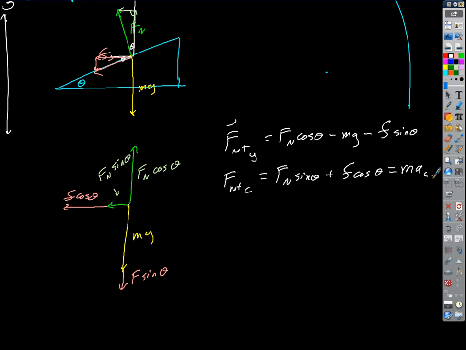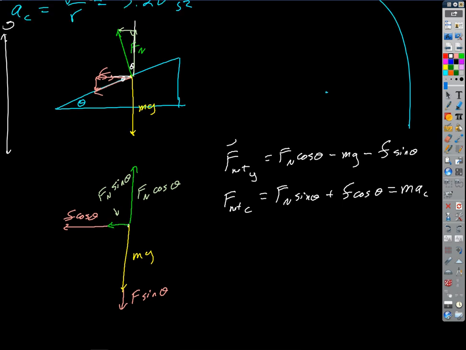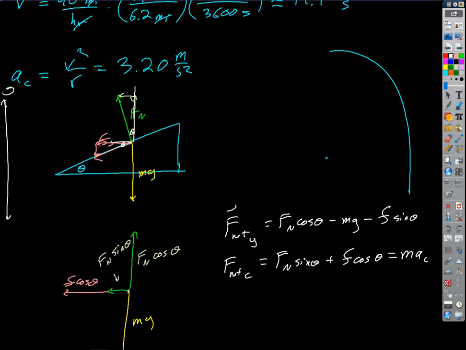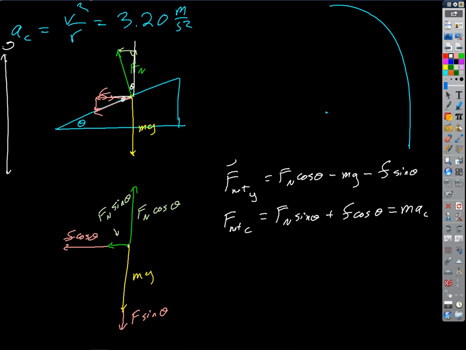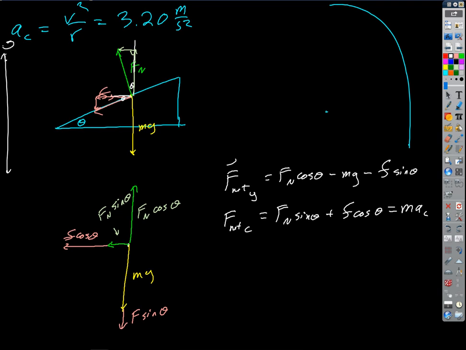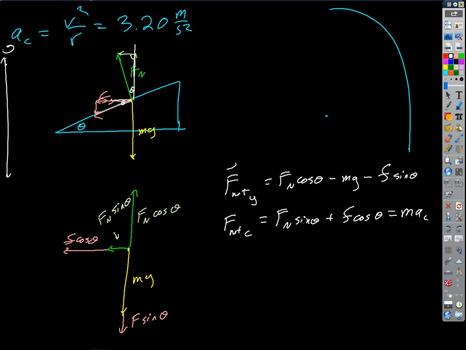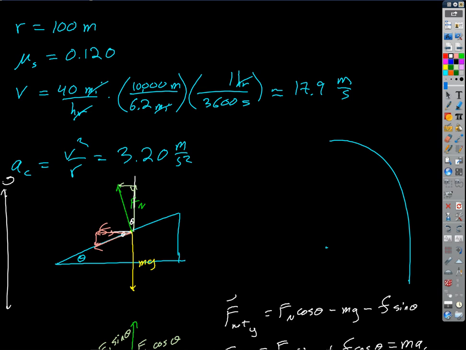Okay, so now what's the stuff that we know and the stuff that we don't know? We're trying to solve for theta, right? We've got to somehow get rid of everything else. So what can we do? We can calculate A, right? Because we know what V is. In fact, there's our A right there, isn't it? So we've already calculated what the centripetal acceleration needs to be.